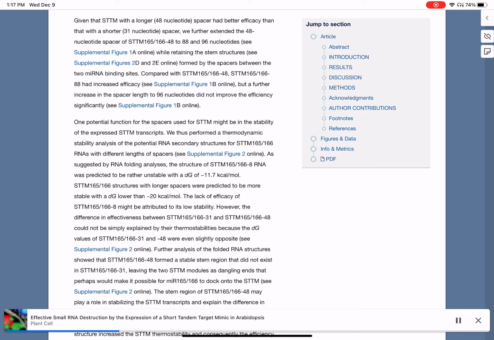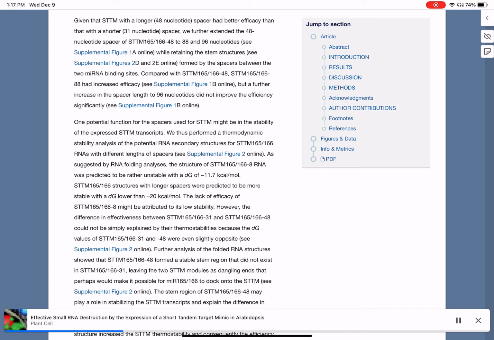See supplemental figure 1a online. While retaining the stem structures, see supplemental figures 2d and 2e online, formed by the spacers between the two miRNA binding sites. Compared with STTM165-166-48, STTM165-166-88 had increased efficacy. See supplemental figure 1b online. But a further increase in the spacer length to 96 nucleotides did not improve the efficiency significantly. See supplemental figure 1b online.